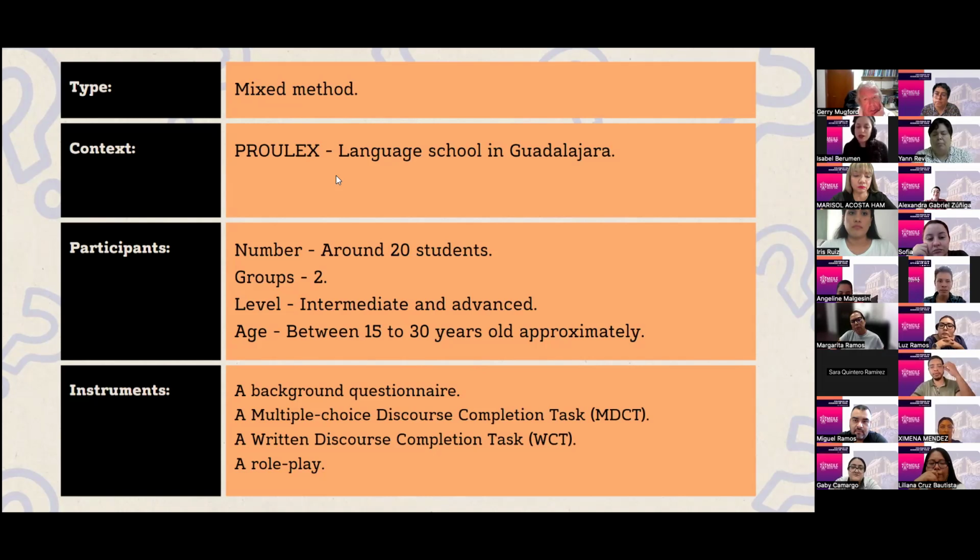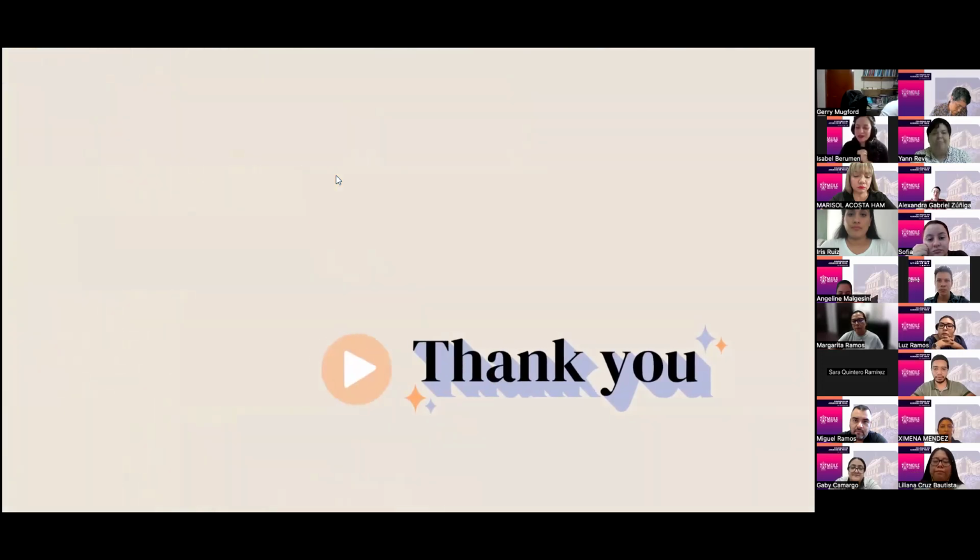I was thinking that the multiple choice discourse completion task could be more quantitative because I could maybe compare with some graphs, some numbers, the type of responses that they choose. But to finish, this role play I think could help me to see if they are really able to produce indirect speech acts, as I said. And that was it. Thank you so much for your attention.